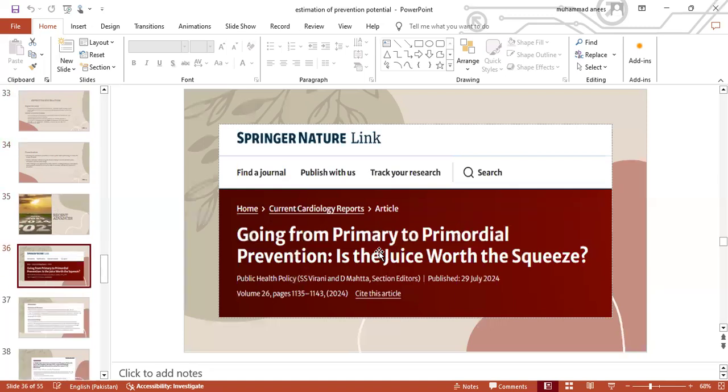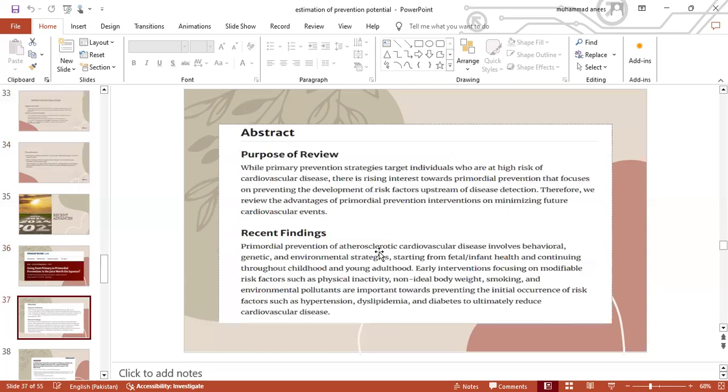So this is the article's name: Going from primary to primordial prevention, is the juice worth the squeeze? Published in July 2024. This is the abstract. While primary prevention strategies target individuals who are at a high risk of cardiovascular disease, there is rising interest towards primordial prevention that focuses on preventing the development of risk factors upstream of disease detection. Therefore, we review the advantages of primordial prevention interventions on minimizing future cardiovascular events.